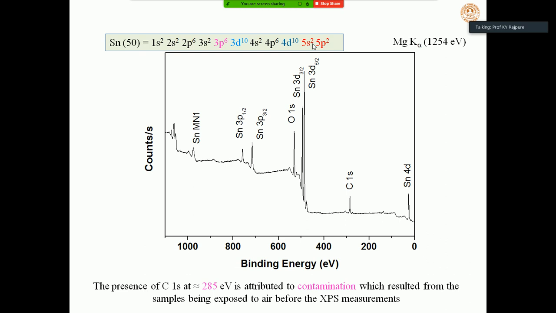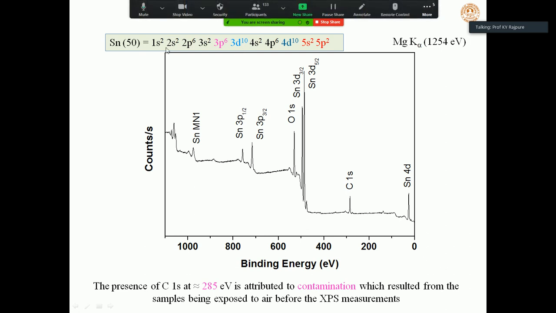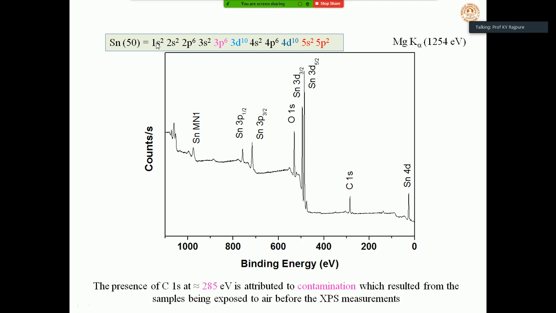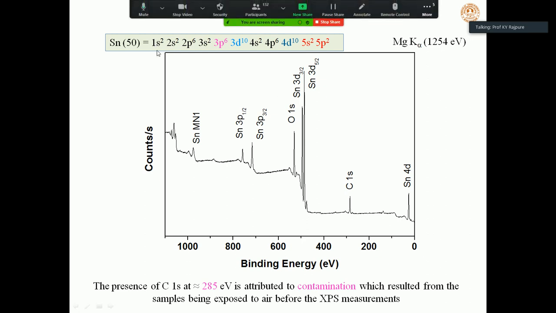right? But from where did we get the peak? 3p, 3d, 4d. So we have 4d, we have 3d, and we have 3p. It is not always necessary to get a peak from the 1s electron only. When your Z increases, the energy increases. Therefore, the possibility of getting a 1s peak is less.